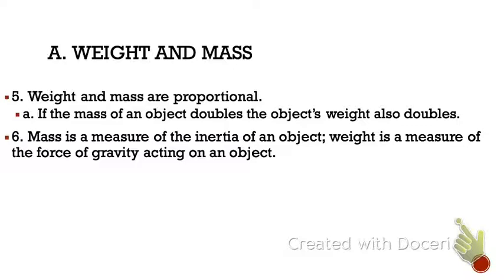Weight and mass are proportional, so that means that if one goes up, the other goes up. So for example, when you change the mass of something, your weight is going to change, and vice versa. Again, mass is how much inertia an object has, and weight is the gravity acting on that inertia.